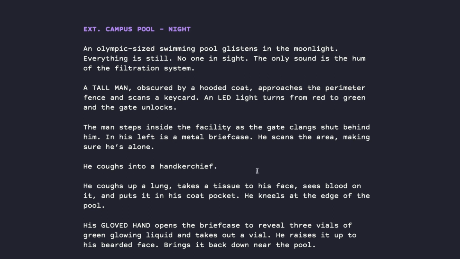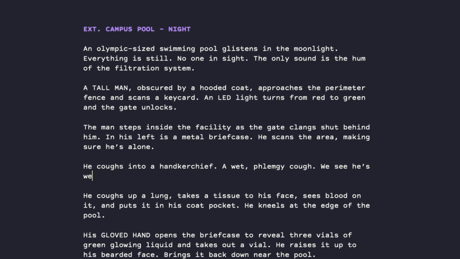So if he's coughing up a lung, how about we say a wet, phlegmy cough. We can add in the detail of his gloves here, since this sounds like we're kind of closer up on him. We see he's wearing gloves. Some people object to any use of "we see" in a script. I think it's fine. We see he's wearing gloves.